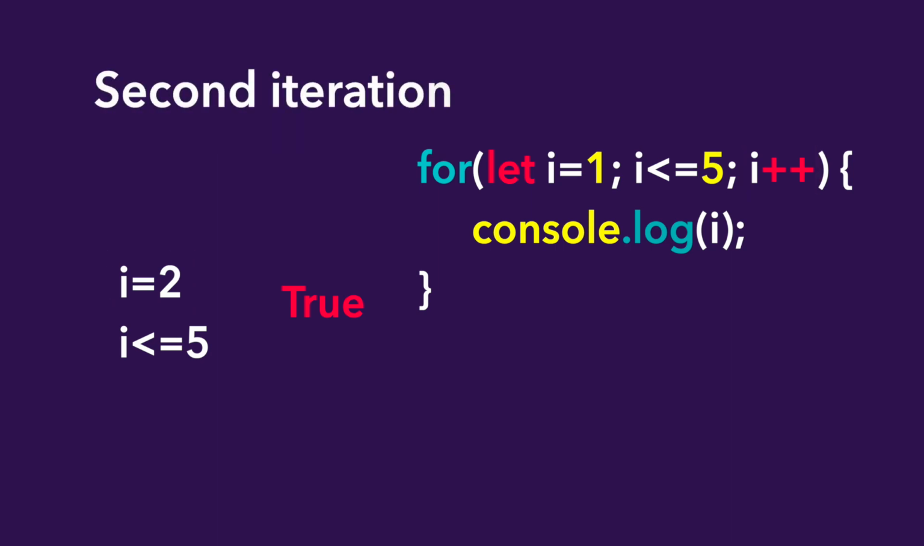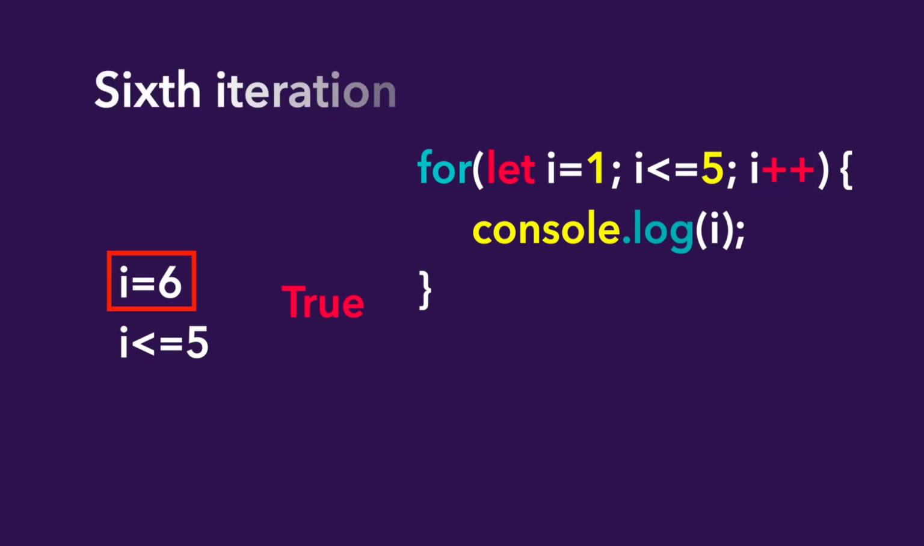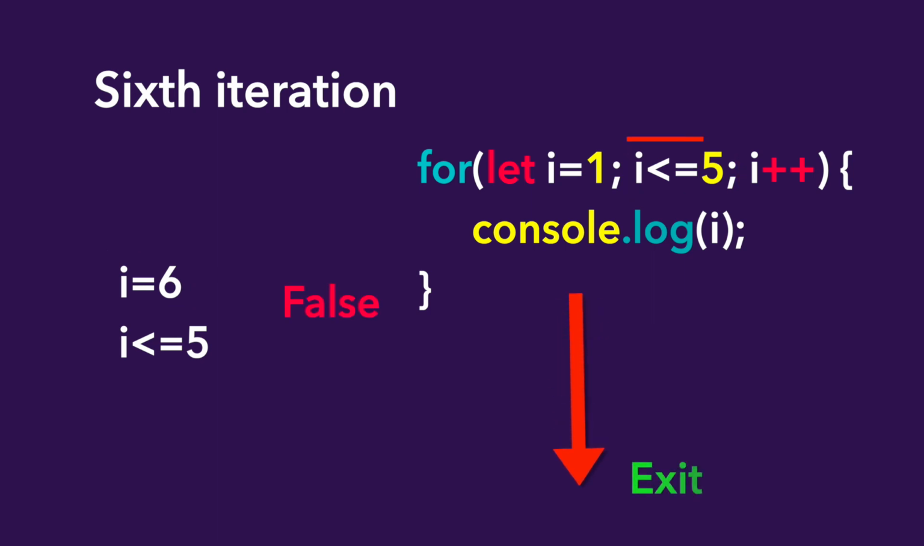On the second iteration, the loop goes back to the condition i <= 5. Since i is now 2, it is still true, so it enters the loop again. console.log(i) prints the current value of i, which is 2, then i is incremented to 3. This process continues until i becomes 6. On the 6th iteration, the condition i <= 5 is no longer true, so the loop exits.